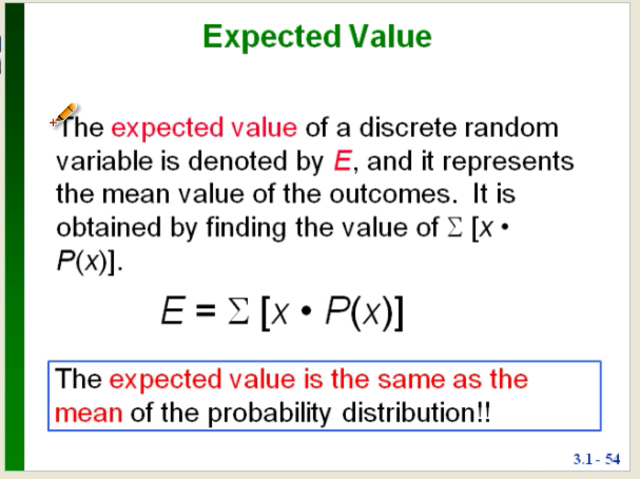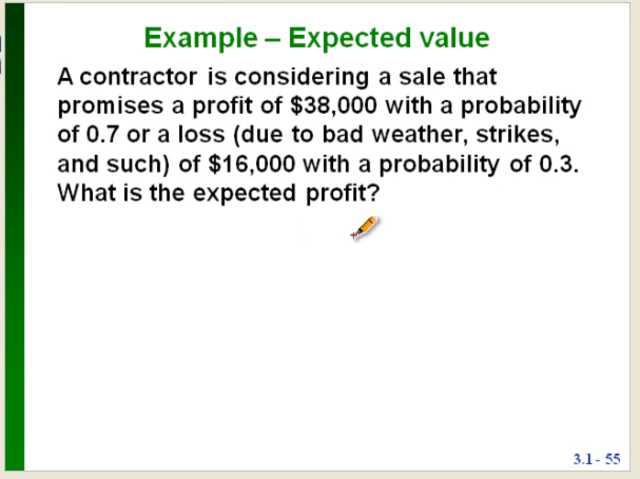Now, the mean of a probability distribution is actually just the same as what we call the expected value. So down here, this is why I put this in a box. The expected value is the same thing as the mean of the probability distribution. And what the expected value gives us is the long run average expected value of our random variable. So in other words, if we repeat something a whole bunch of times, like 1,000 times or 10,000 times, what's the average value of the results that we're going to expect?